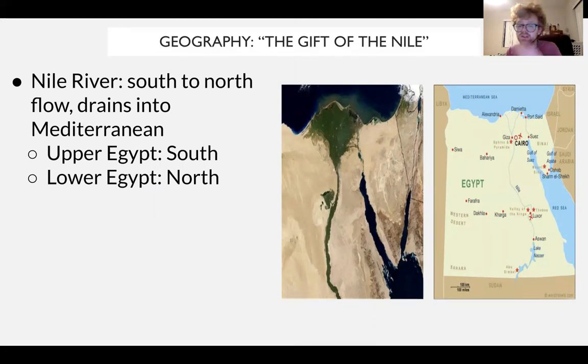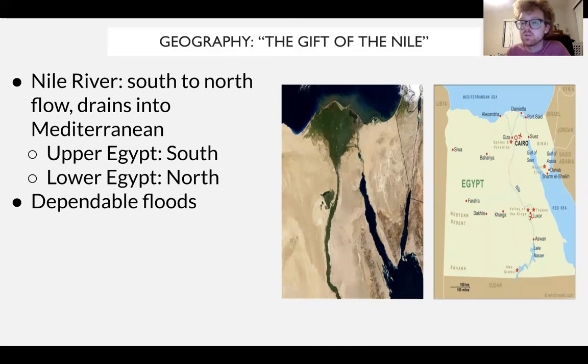The Nile River is the longest river in the world, and it's going to be a major center of human civilization. But what makes the Nile so unique from the Tigris and Euphrates is the fact that it has a consistent flood schedule that brings vast amounts of nutrients down the river. It flows from south to north, from Upper Egypt down to Lower Egypt.